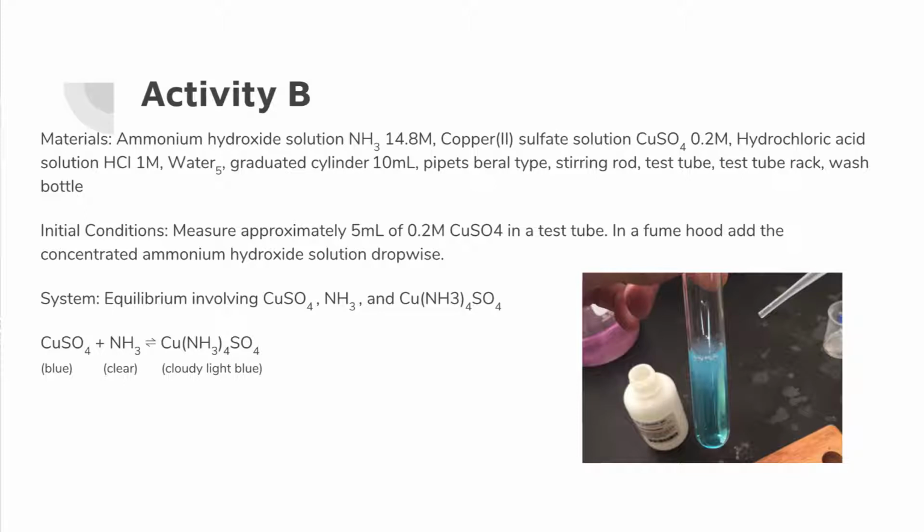Before you start the experiment, you're going to need to set up the compound with the initial conditions of approximately 5 milliliters, 0.2 molar copper sulfate, and in a fume hood adding the 14.8 molar concentrated ammonium hydroxide solution dropwise until you see a significant color change.